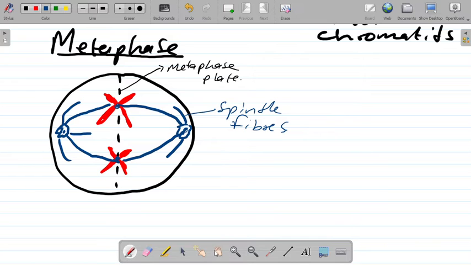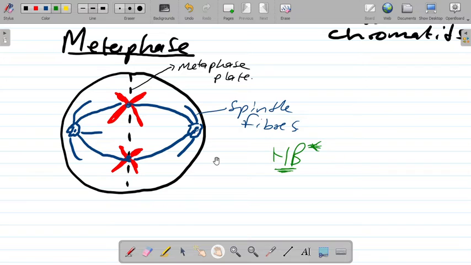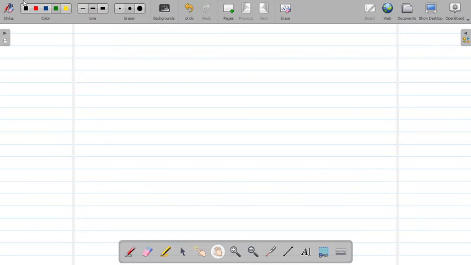Good. Now, note that this only happens in all animal cells and some plant cells, but not all. In most plant cells, the spindle fibers are produced directly from the cytoplasm. So that is the first difference in mitosis between plant and animal cells. In animal cells, they come from the centrosomes. Let's move to the next phase, anaphase of mitosis.